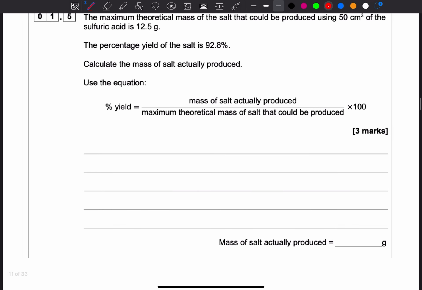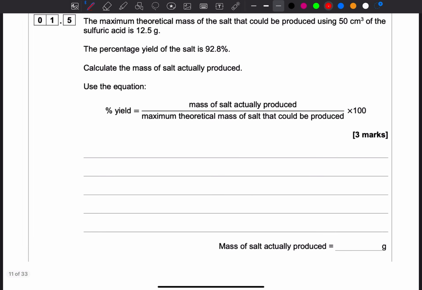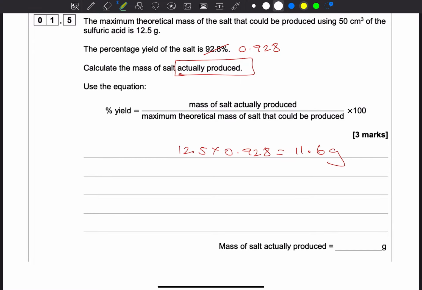Next one. What do they want? Calculate the actual salt mass produced. Don't worry about the formulas. Very good. 92.8%, 0.928. Actual mass means it's smaller, right? So 12.5 times it by 0.928, isn't it? Which gives you 11.6 grams. It's produced. Okay.